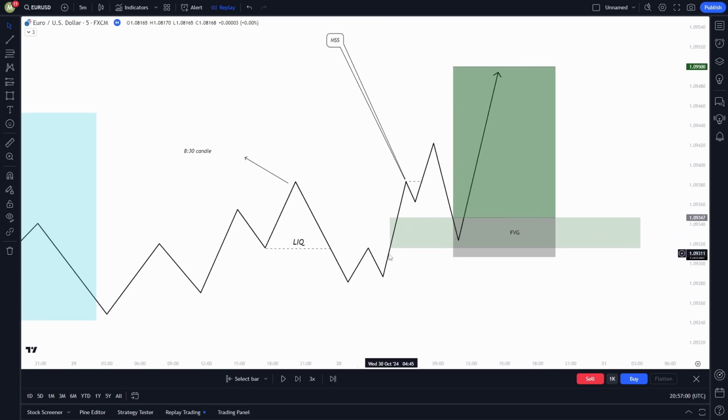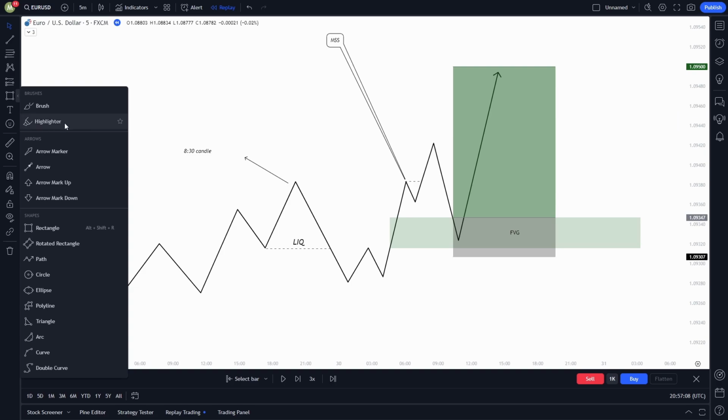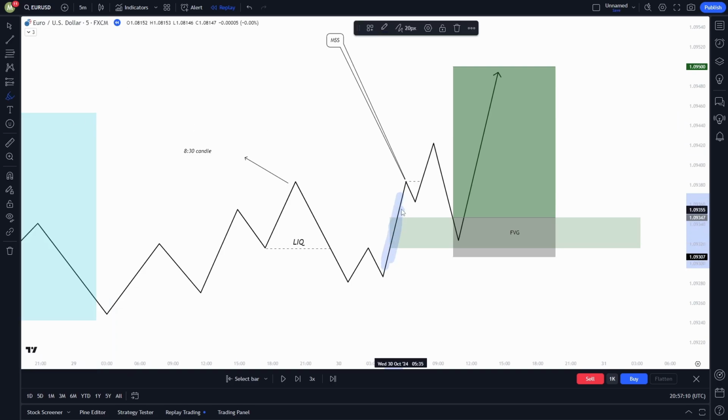Now what we're looking for is on the 5-minute time frame. We're looking for an engulfing candlestick. Okay, so this is actually going to be used as our engulfing candlestick. I'm going to just be highlighting it. This right here is our engulfing candlestick. And once we actually get this engulfing candlestick, what we're looking for is a break of structure.